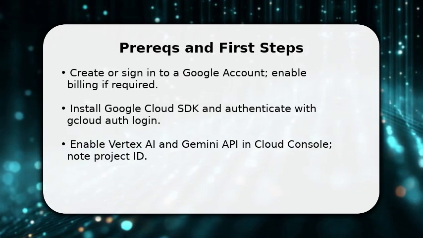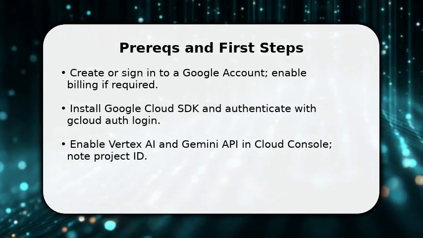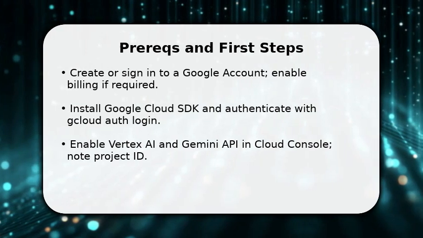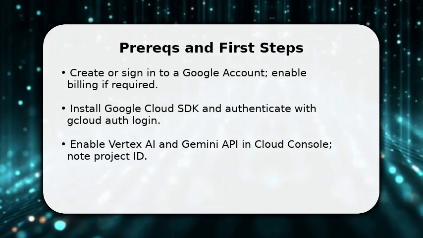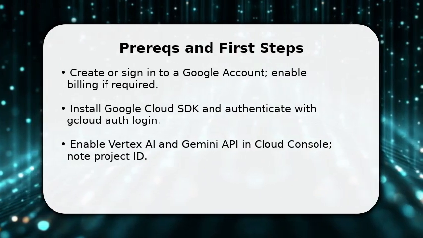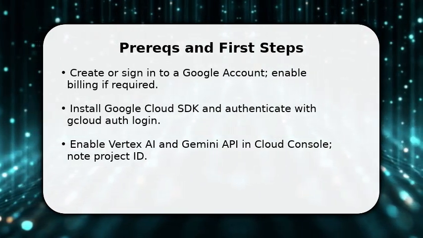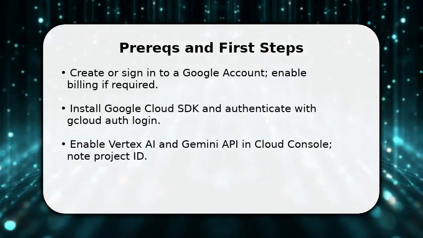Then enable Vertex AI and the Gemini model API in the Cloud console. This grants necessary permissions. You do this now to avoid permission errors later. It's faster than debugging access problems mid-build and lets you proceed directly to model instantiation.